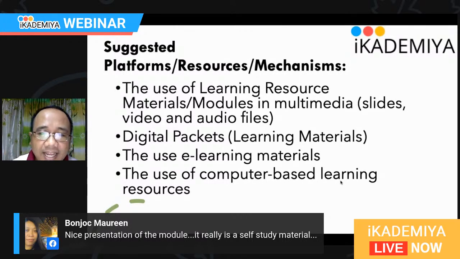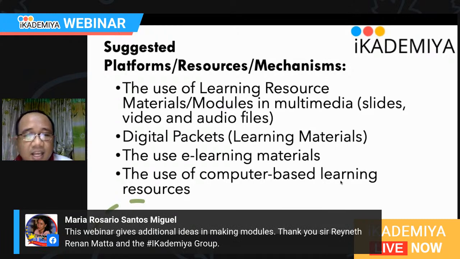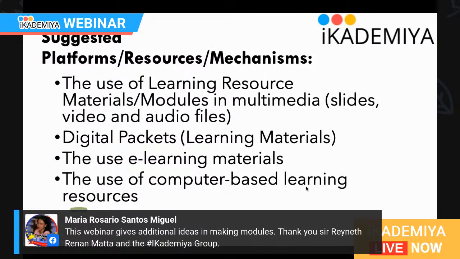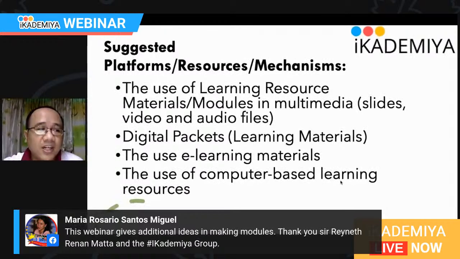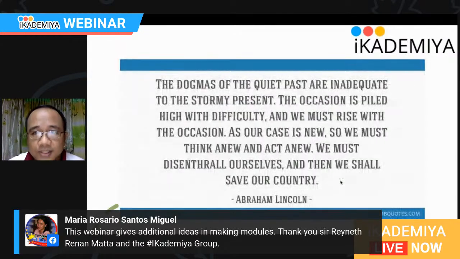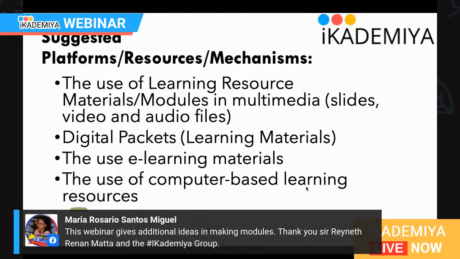We also have digital packets, or, for example, learning materials. We can use computer-based learning resources like Academia is doing right now. They are translating these modules to e-modules for easy access, especially if your school or division has a stable internet connection. If none, I think your division, or even Academia, as far as I know, offers offline modules. So that's it. I think I'm done. We can now proceed with the question and answer.